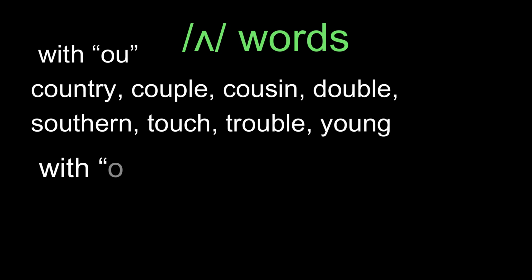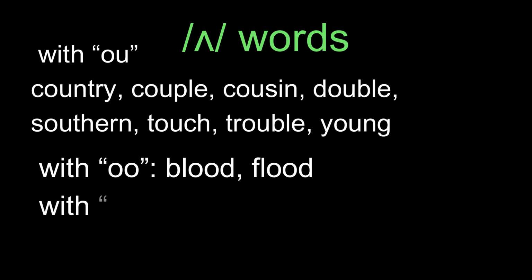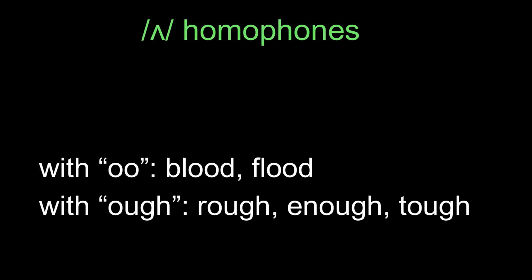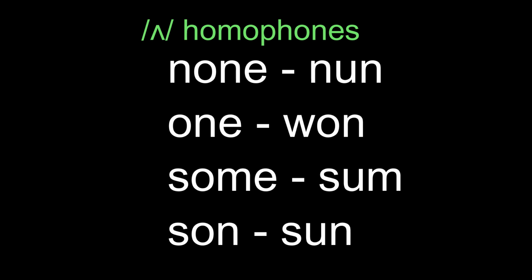With OO: blood, flood. With OUGH: rough, enough, tough. These are homophones. None, nun. One, won. Some, sum. Sun, son.